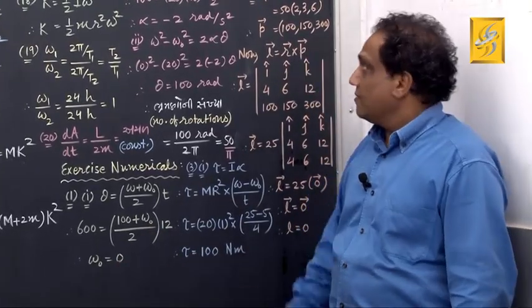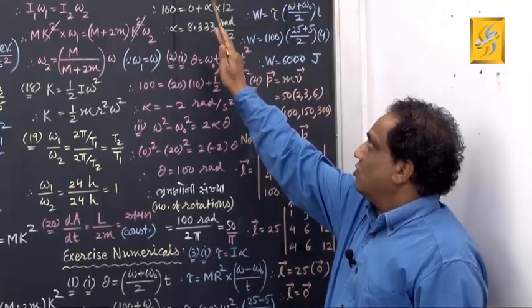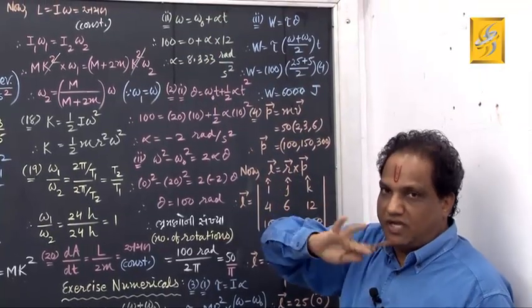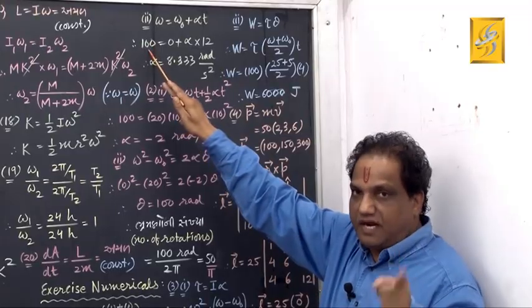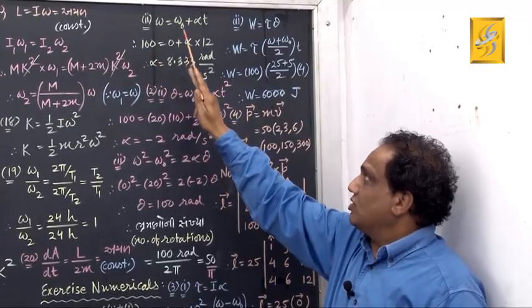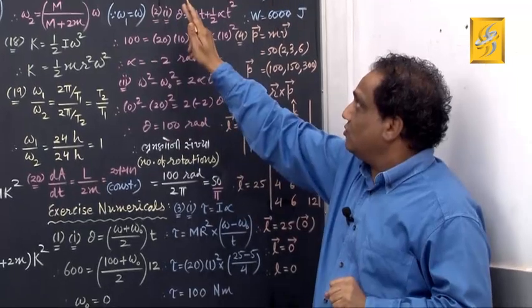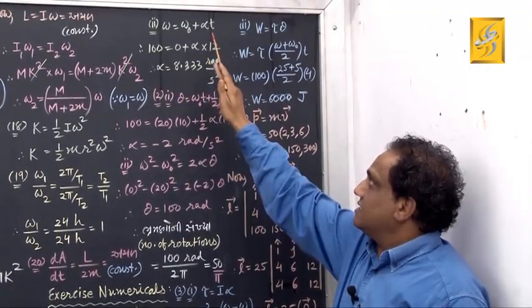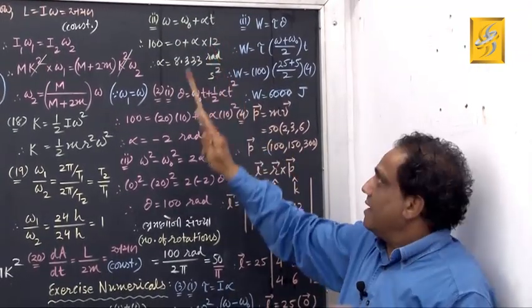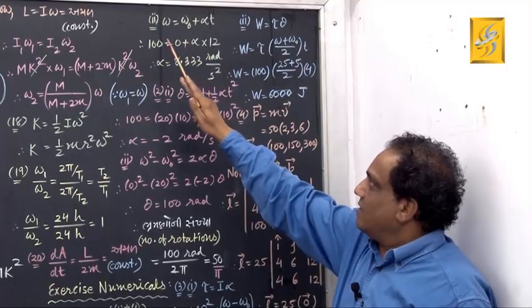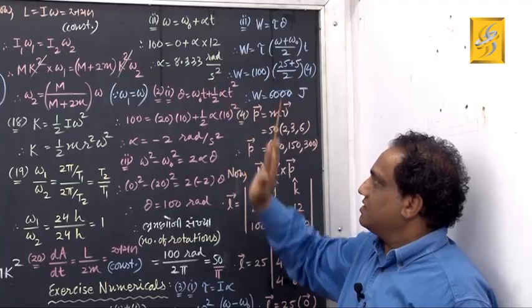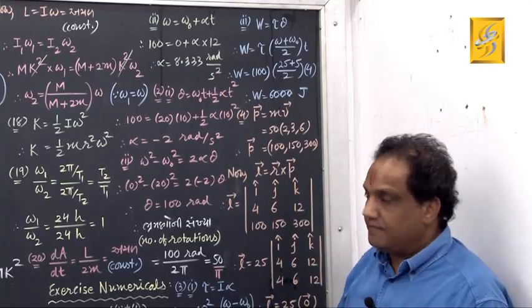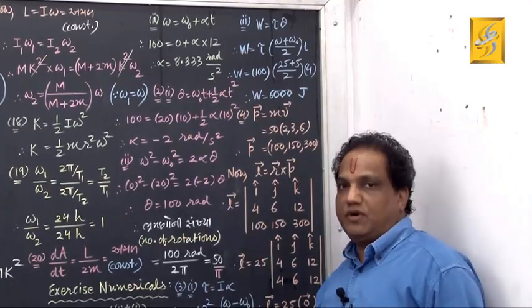Correct? Fine. And now omega equals omega 0 plus alpha t. What is the value of omega? They have given 100 radian per second at the end of 12 seconds. Initial angular speed we have found out is 0. Alpha as it is, this time is 12 seconds. Now find out alpha, it will be 100 upon 12, that is 8.333 radian per second square. Okay. Kindly read now the statement of number 2.